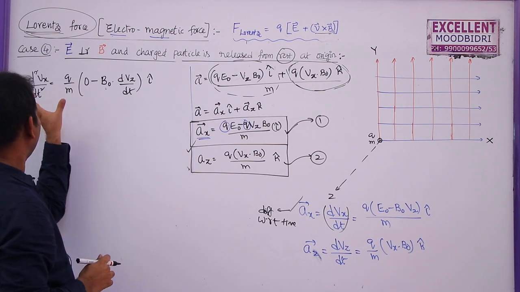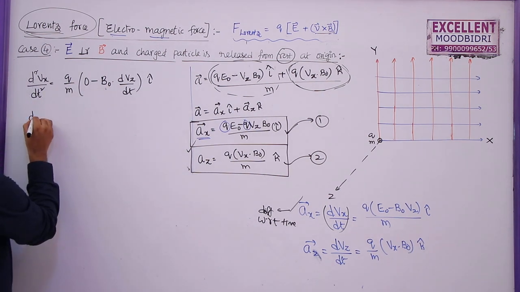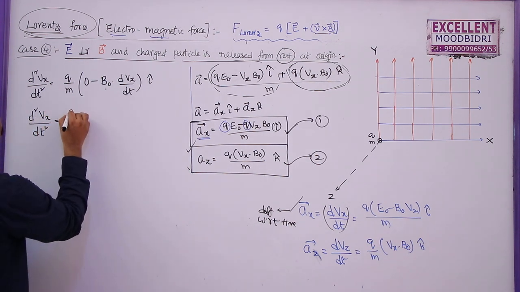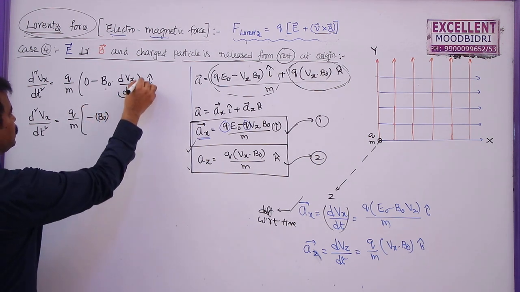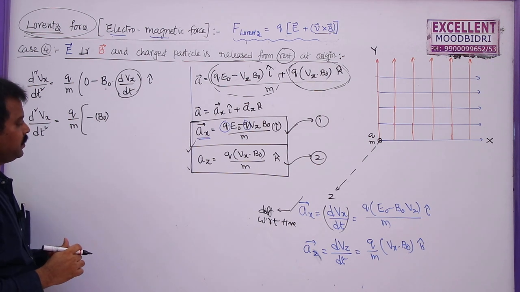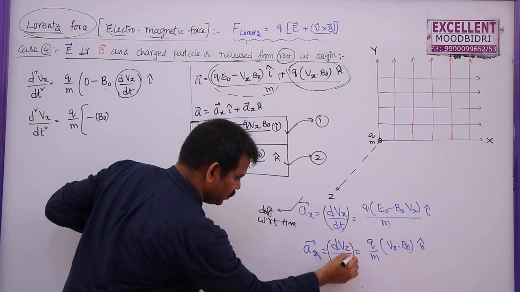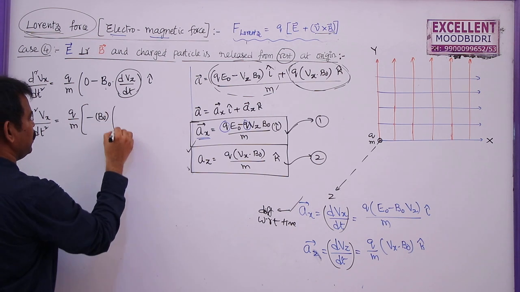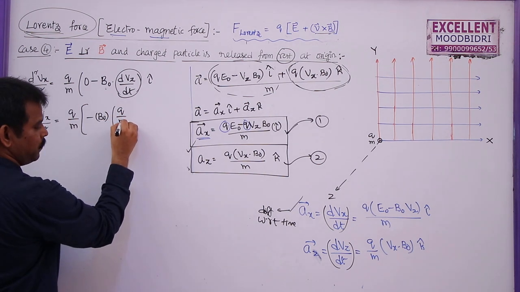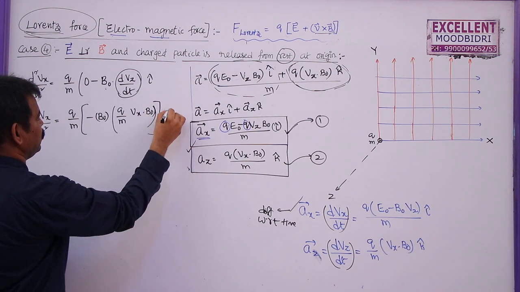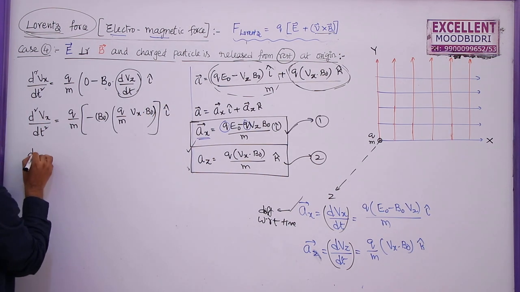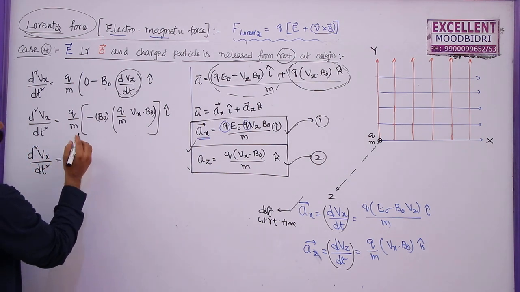So this is the differential equation. You can write this as d square vx by dt square is equal to q by m into minus B naught into dvz by dt. What is this dvz by dt? You can see this dvz by dt, so I can substitute this value here: q by m vx B naught I cap.